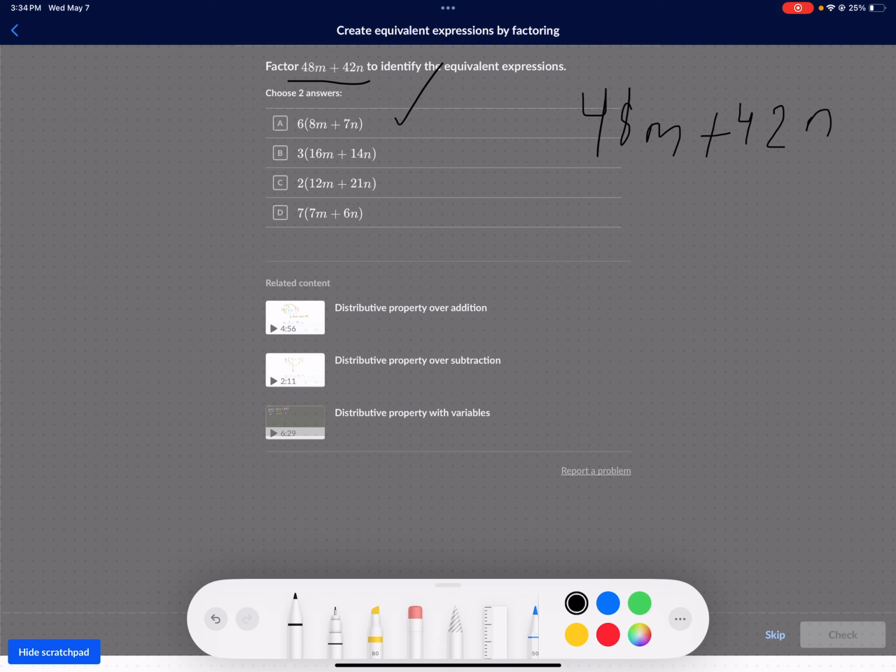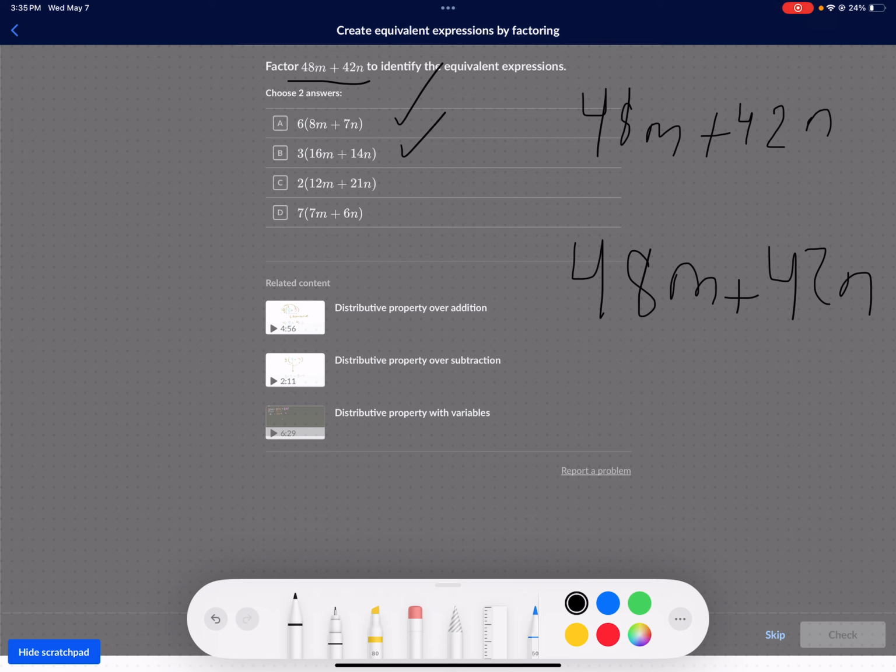Let's find our next one. Choice B, 3 times 16m plus 14n. Okay, so 3 times 16 is equal to 48, yep, 48m, and then 14 times 3 is 42n. So, hey, how about that? That is also our correct answer. So, A and B are right.